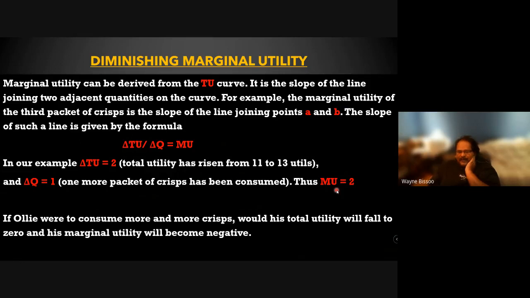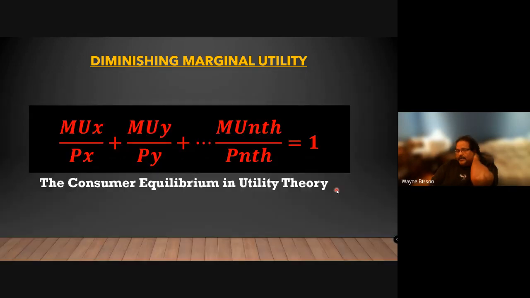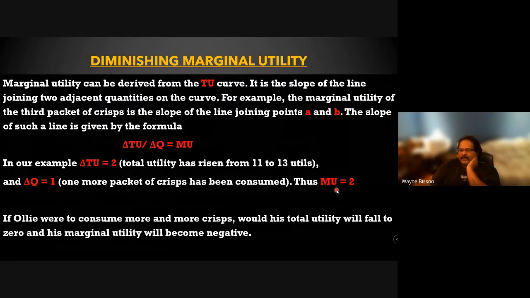If Ollie were to consume more and more crisp, his total utility will fall and his marginal utility will become negative. That's what we would see from the diagram and from the figures. So the point about this is, before I come back to that, let's come back to this. Everybody understands this formula here?